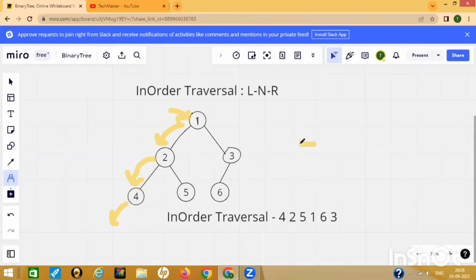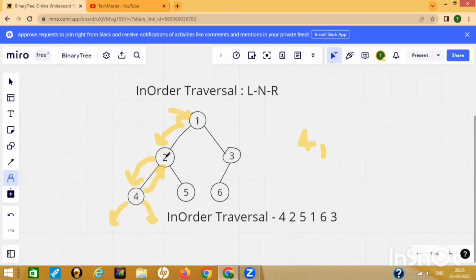So 4 is visited. Once we have visited 4, since we are following left, node, right, we will check on the right side. The right side is null, and for 4 we have left is null, right is null, and 4 is visited. So we backtrack to 2.